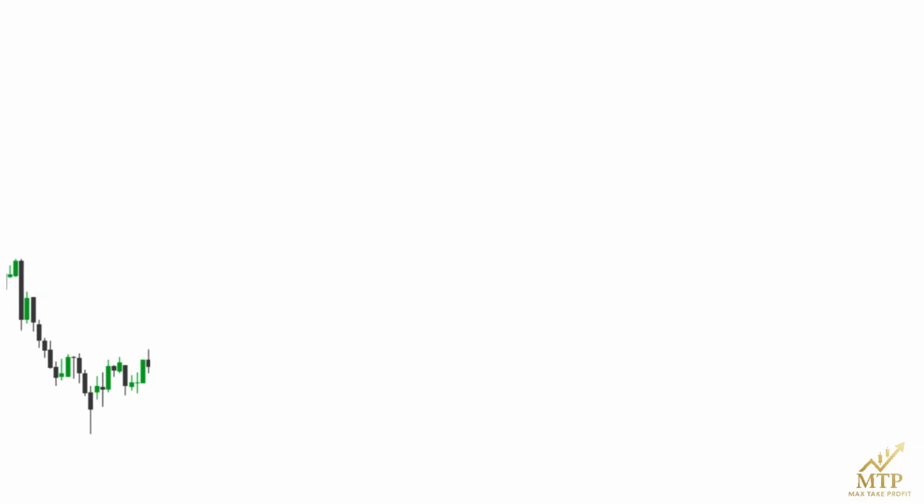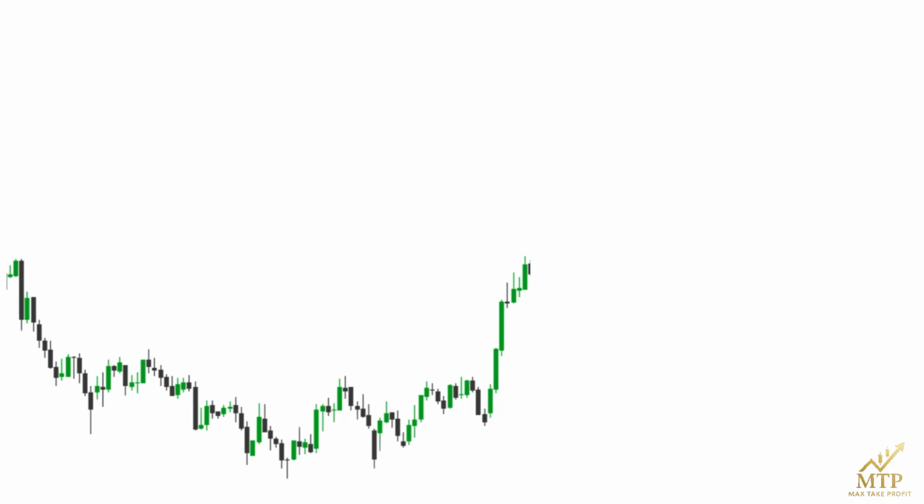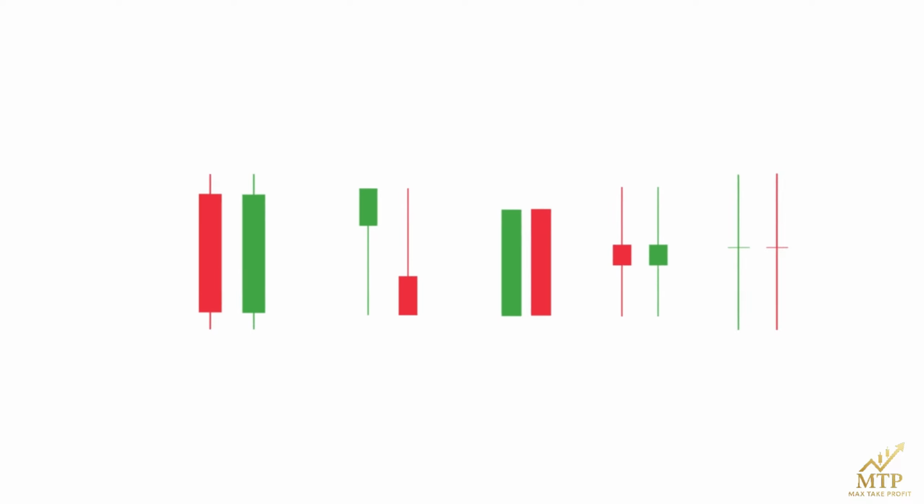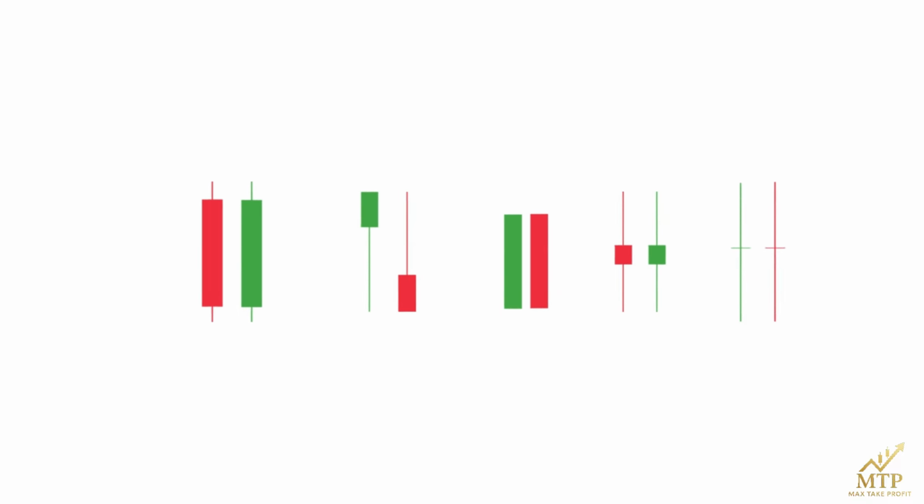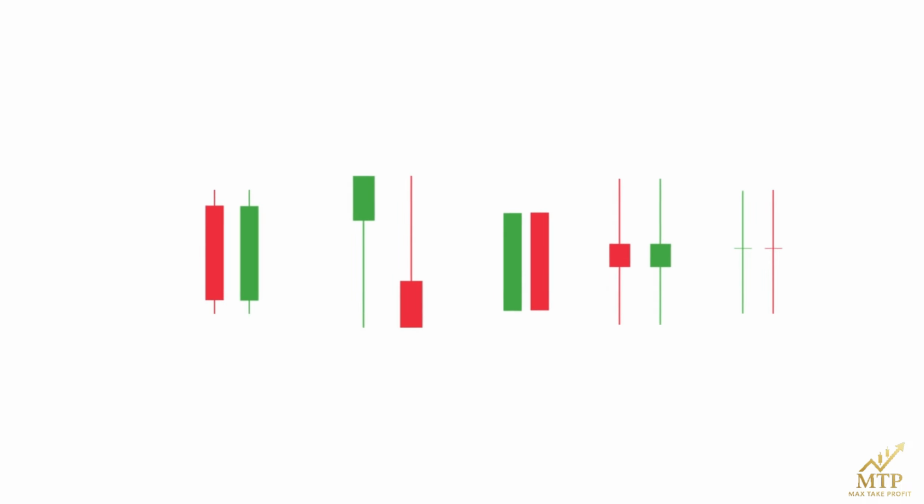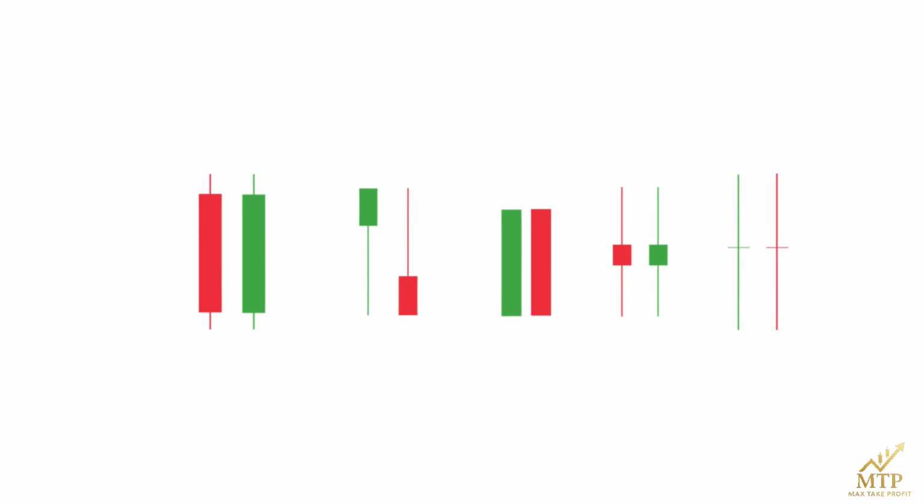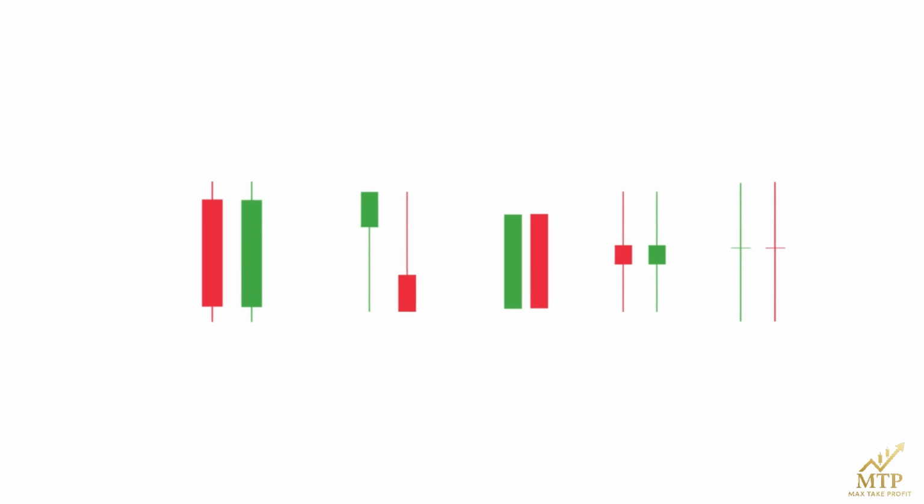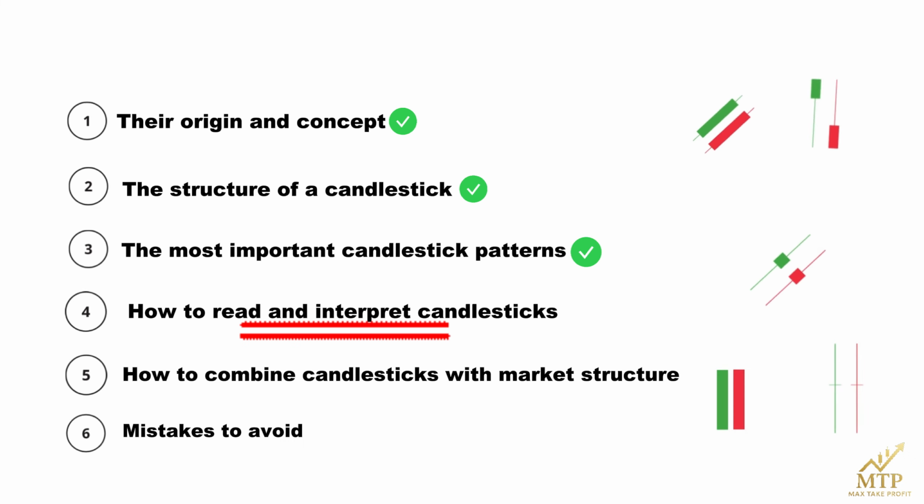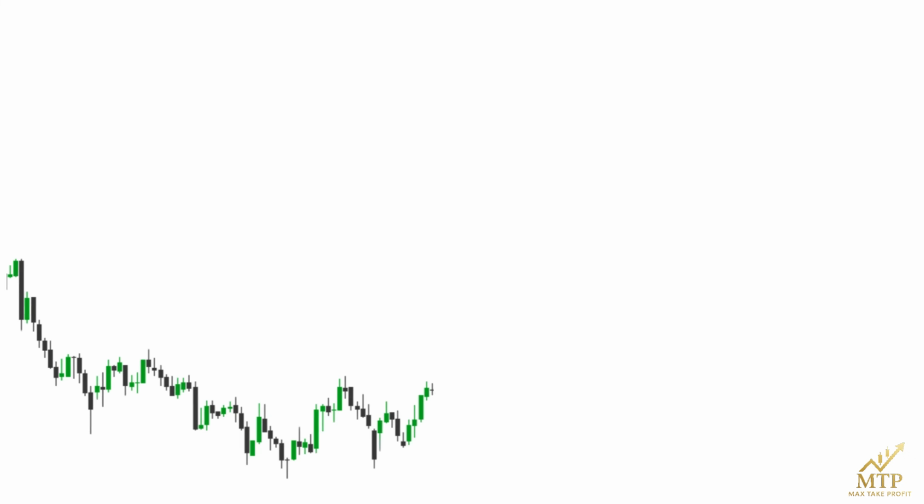Of course, there are many more patterns: stars, hanging men, pin bars, and complex engulfing variations. But these 5 types are the most essential to master. They'll help you read the psychology behind every move and understand when the market is preparing to shift. Now that we've seen the main types of candlesticks, let's learn how to read and interpret them correctly.